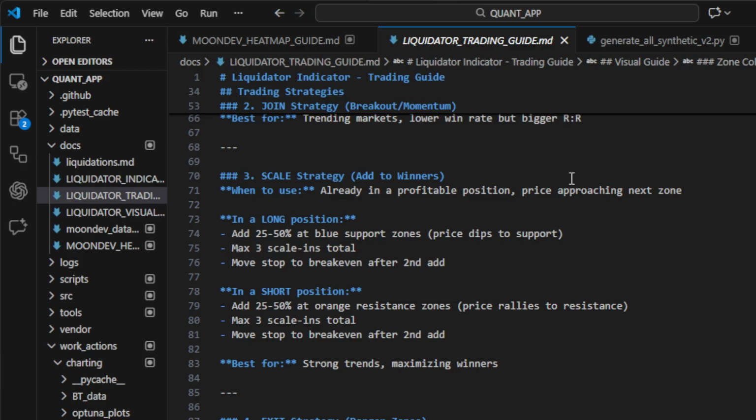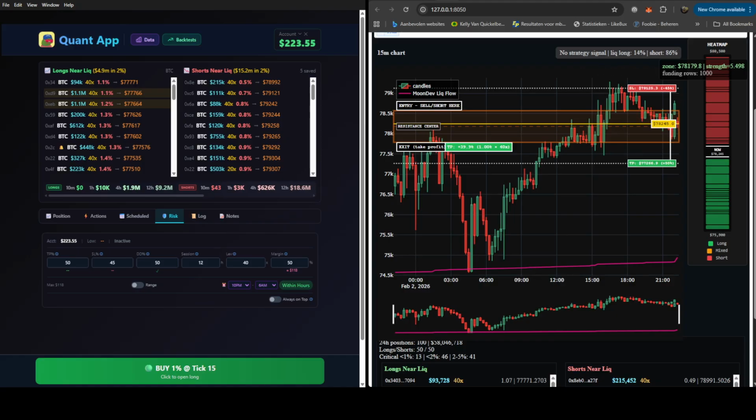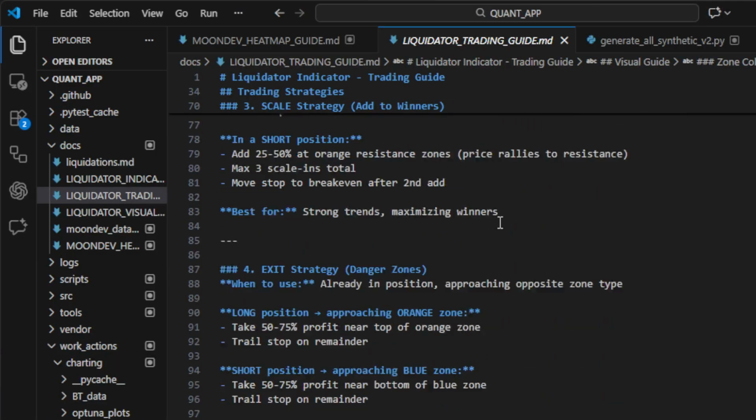Scale strategy, add to winners. Already profitable position, price approaching next zone. So that's why I was telling you about this here. So here we are talking about this zone nearing this zone, but this zone is big enough to push into this zone, actually maybe into the middle of this. Could be. I'm not a mathematician. I'm not a sorcerer. Just a regular Joe like you guys.